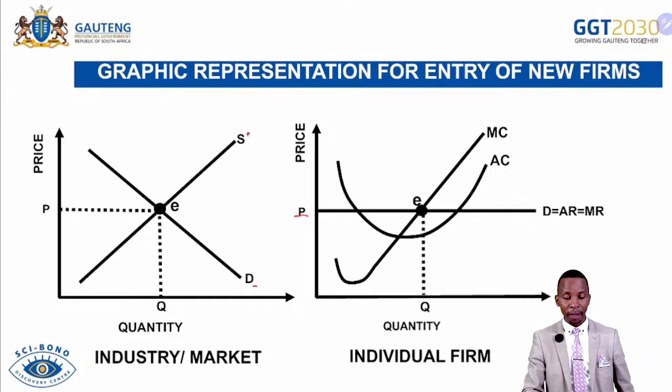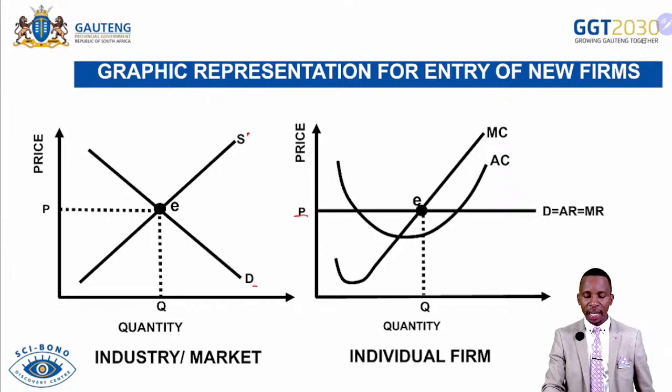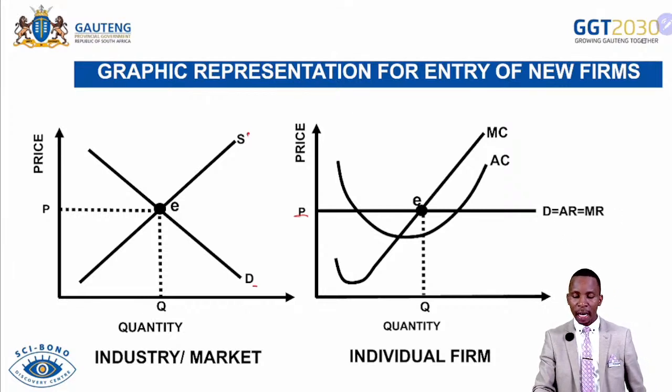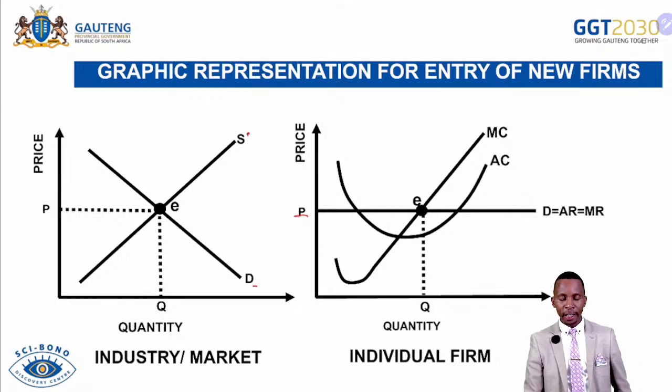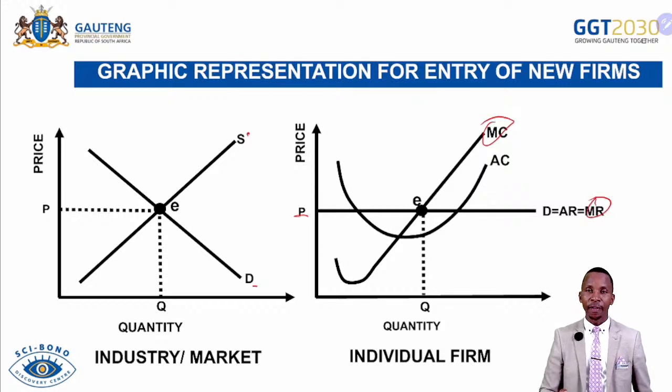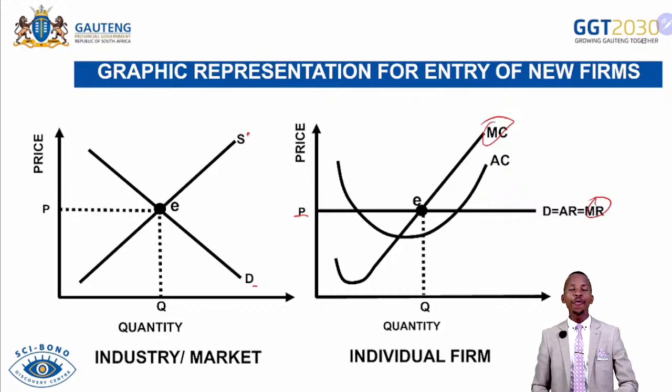Where demand meets the supply, the firm takes the price. You see the horizontal demand curve, D equals AR equals MR. And then there is E, where MC, or marginal cost, equals marginal revenue. So what happens? New firms enter the market.